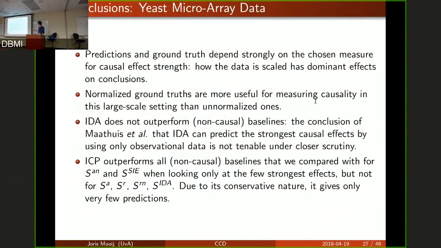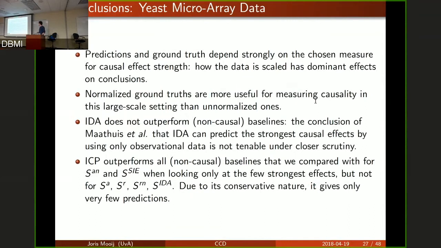So some conclusions on this data set. Time is really running fast. We've seen how the data is scaled, something that we didn't spend much attention on originally, but it seems it has a dominant effect on our conclusions. So don't forget to take the scaling into account properly. For example, these unnormalized ones are not very useful to look at in this setting.